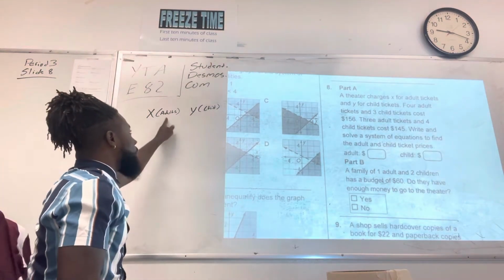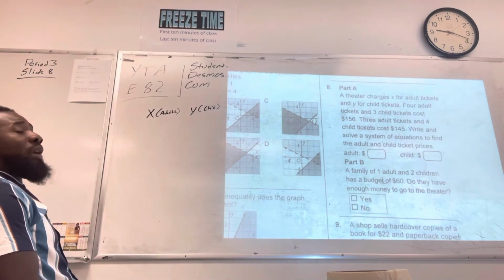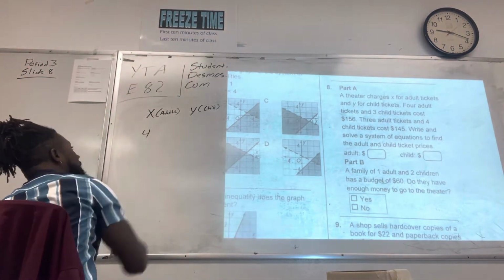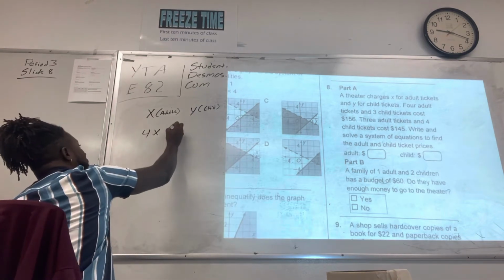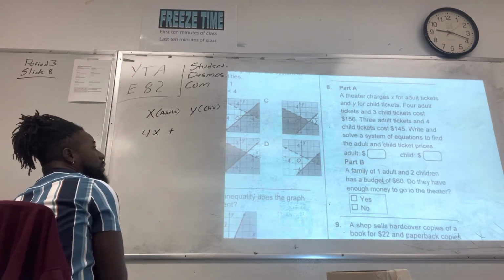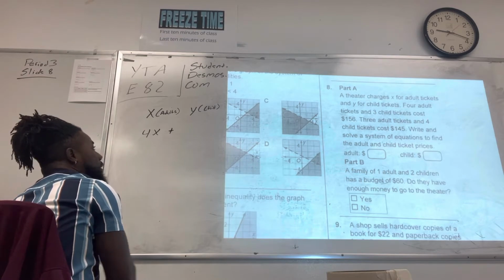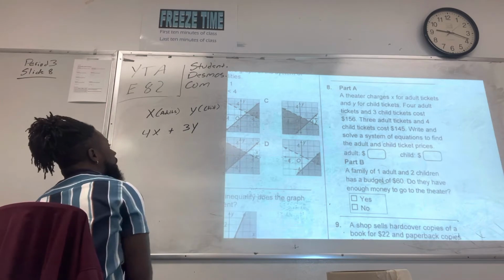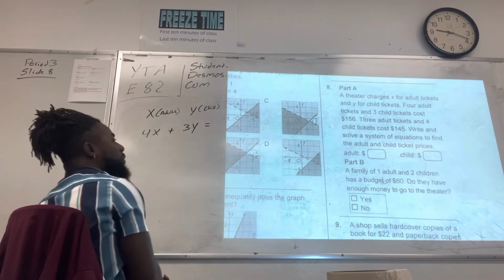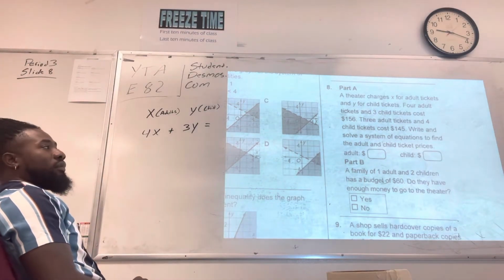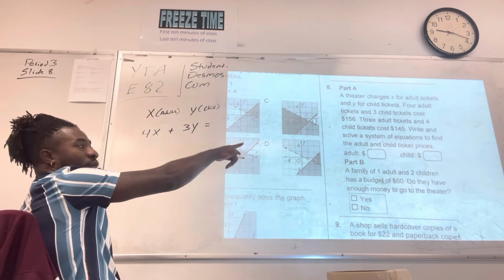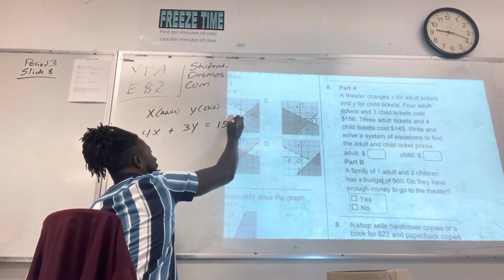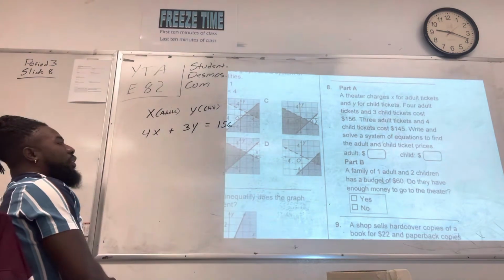We know adults represents our X value, and how many adults do we have? 4. So I'm going to write 4 what? 4X is correct. Plus what? 3Y. Y stands for children. Correct. Equals what? Hold on. The first linear equation is 156. All right. Now let's create our second linear equation.